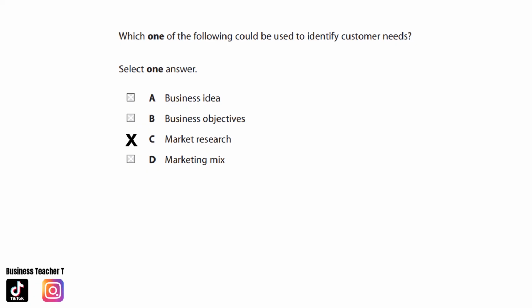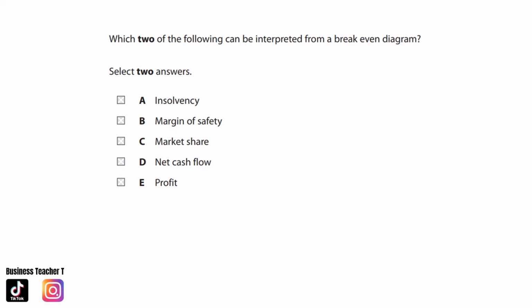Which two of the following can be interpreted from a break-even diagram? Select two answers. A, insolvency, B, margin of safety, C, market share, D, net cash flow, or E, profit. And the answers are B, margin of safety, and the other answer is E, profit.